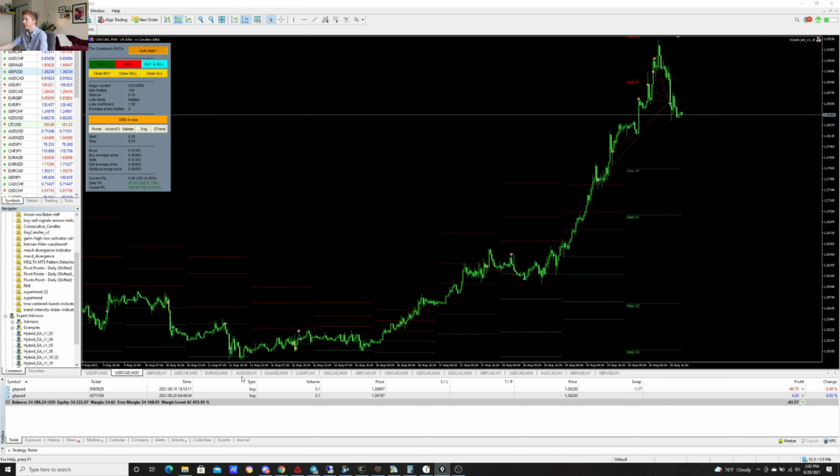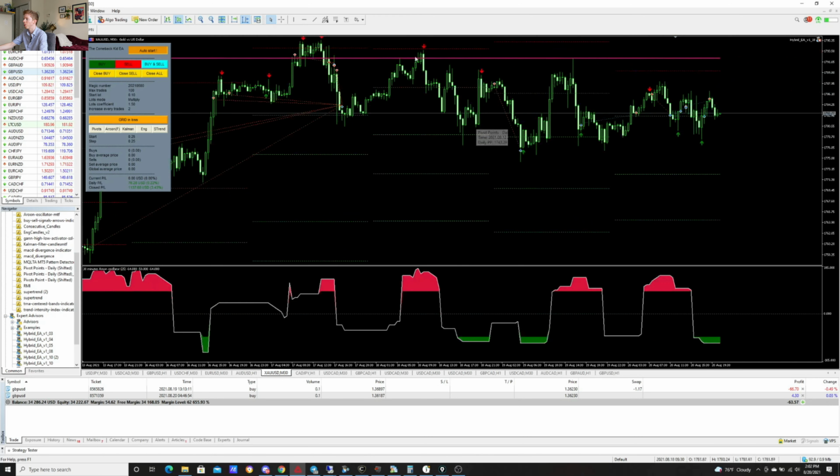And in turn, that was what caused the pullback to happen on gold right here, causing me to get out of my trade. I was anticipating this pullback happening, whether the numbers were positive or negative, with the news numbers on the US dollar on the 17th of this month.